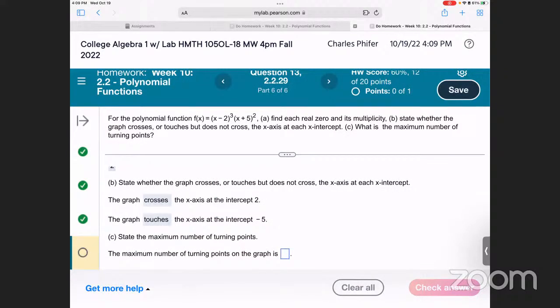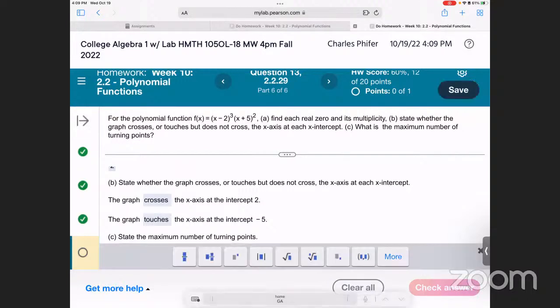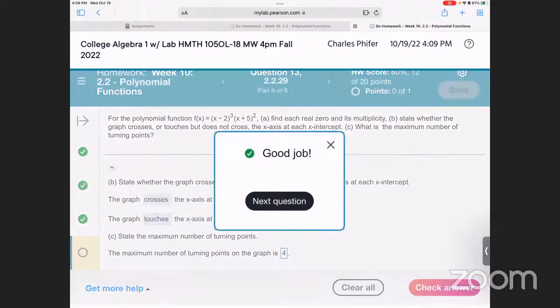All right, minimum number of turning points. The maximum number of turning points is going to be n minus 1, where n is the degree of the polynomial. If we were to expand this polynomial all the way out, we would have an x cubed term times an x squared term, which would give us an x to the 5th term. So the highest power is x to the power of 5, which means the maximum number of turning points is going to be 4.